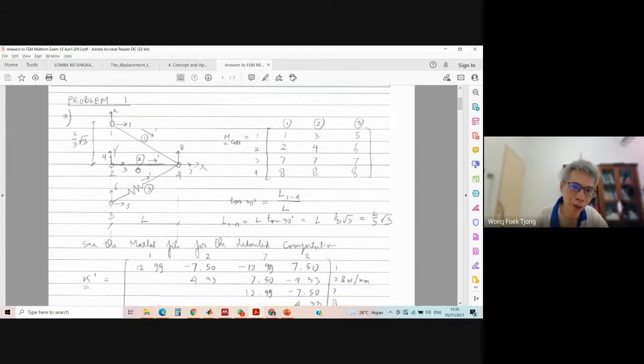As usual, nodes 1, 2, 3, 4. The degrees of freedom in DSM-P go from 1, 2, 3, 4, very straightforward, up to 7, 8. The MCOT, as usual: element 1 is 1, 2, 7, 8; element 2 is 3, 4, 7, 8; element 3 is 5, 6, 7, 8, from lowest number to highest number. And then I need the data, the length.